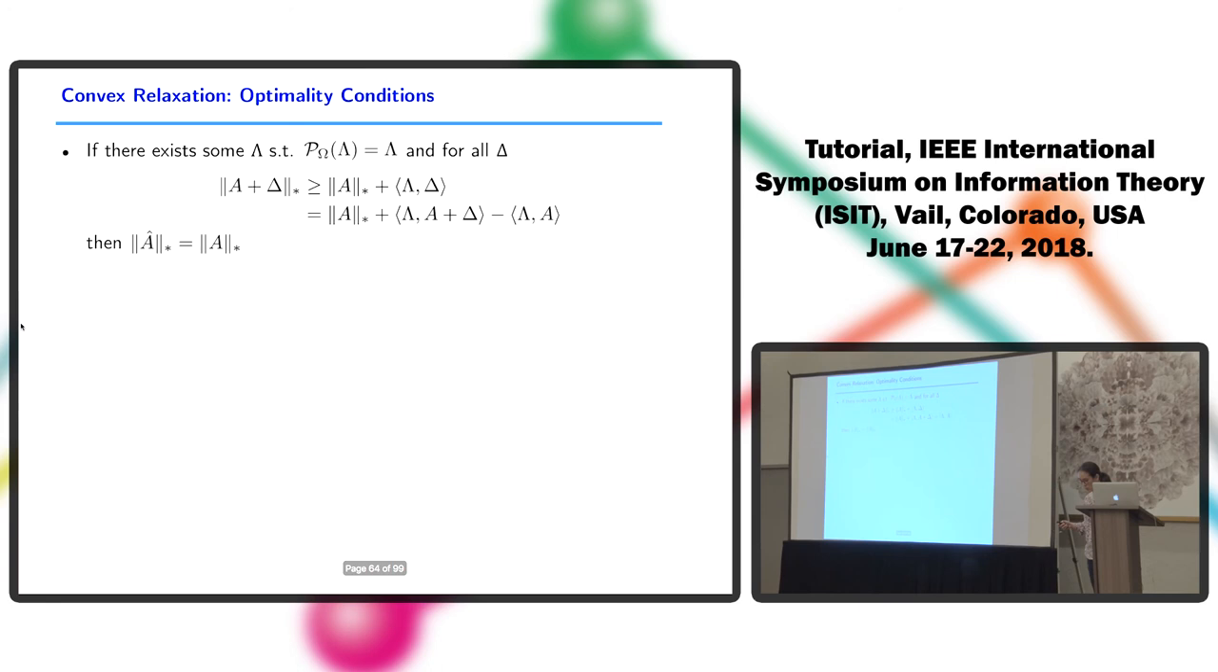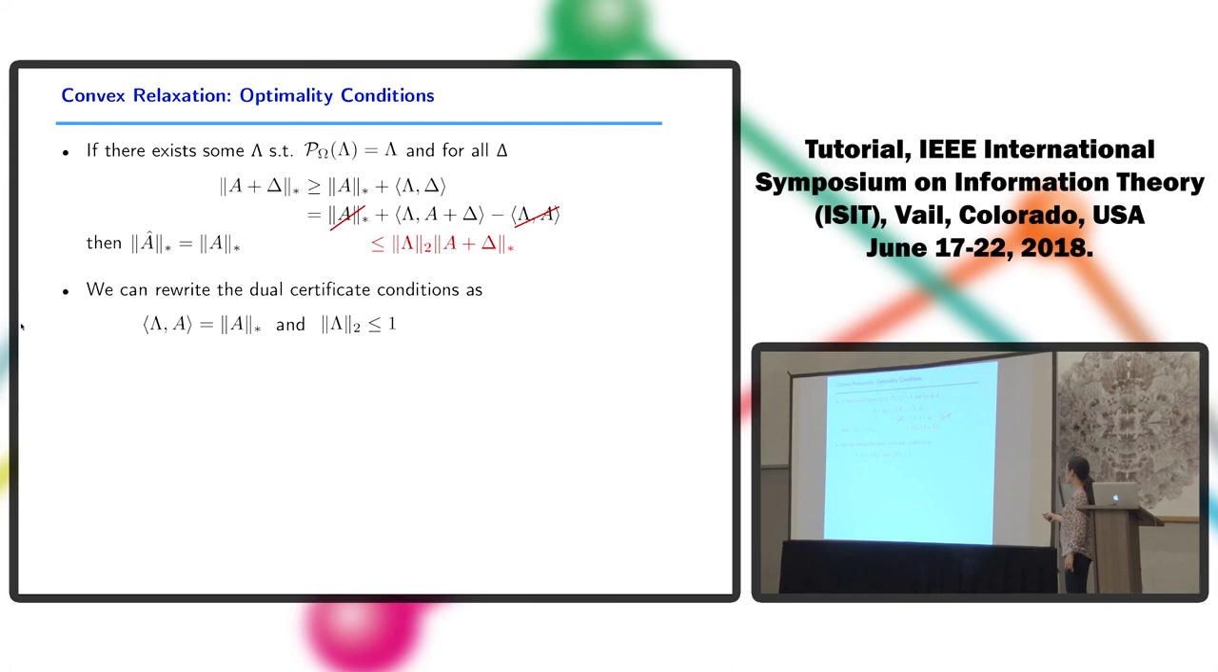So here, the first line, I've simply just copied the inequality from the previous slide. And in the second line, all I did was I took the inner product and I split it into two pieces. And so now I can rewrite the dual certificate condition: I want to find some lambda such that the inner product of lambda with A is the nuclear norm of A, and that would guarantee that this expression cancels out this one. And also, I want the spectral radius of lambda to be less than or equal to 1. Because the inner product of two matrices is bounded above by the spectral radius of the one times the nuclear norm of the other, as long as the spectral radius of lambda is less than or equal to 1, I can guarantee that this top inequality also holds. Therefore, lambda must be a dual certificate.